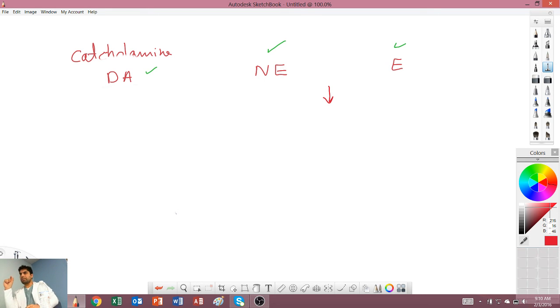Quickly, the fight or flight mechanism starts from top to bottom. Let's say brain, eyes. What else after eyes?